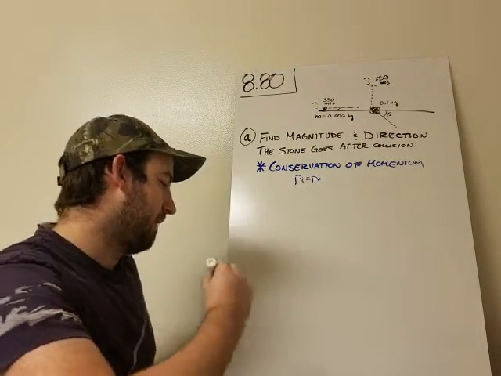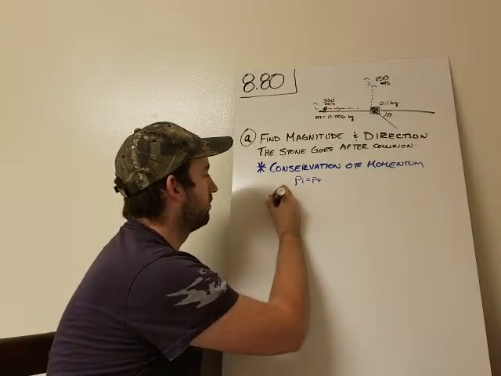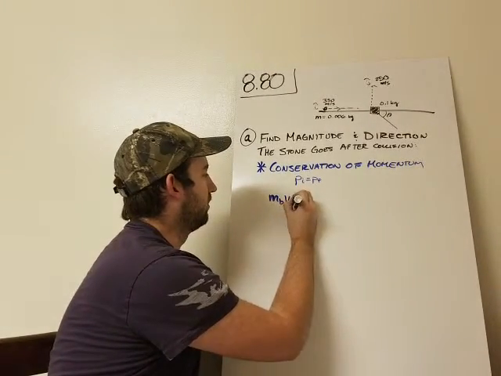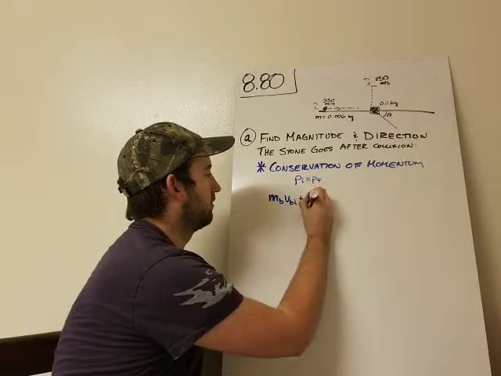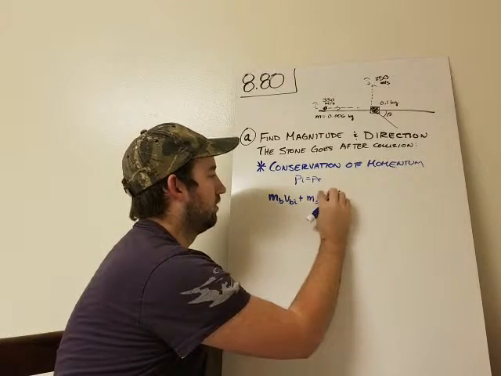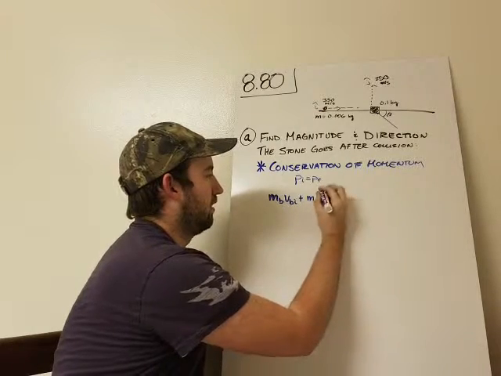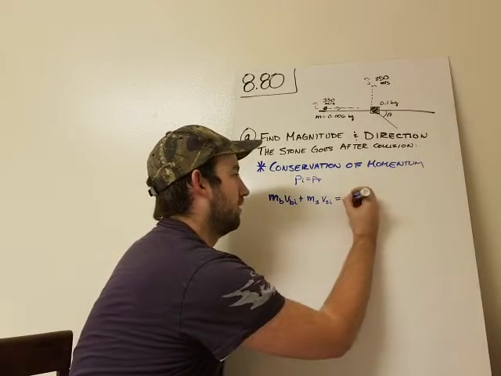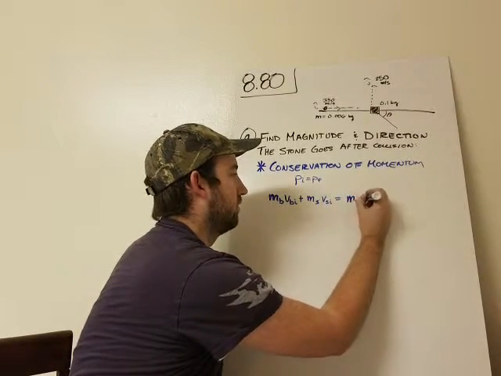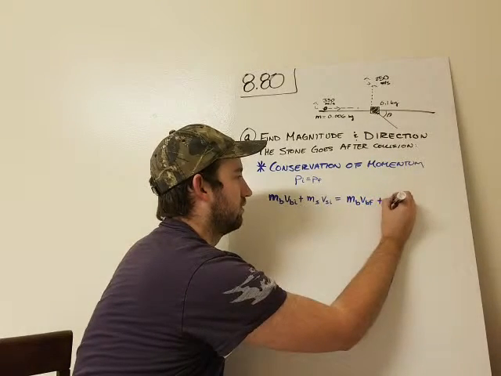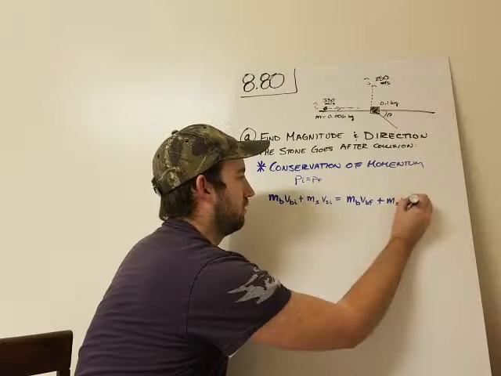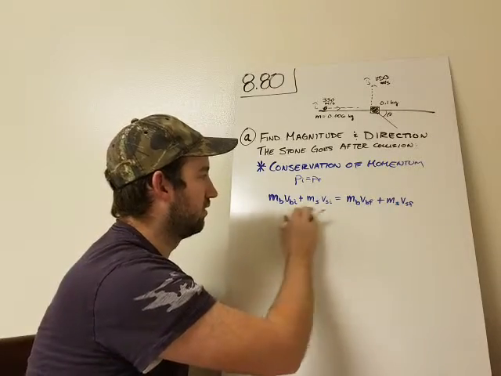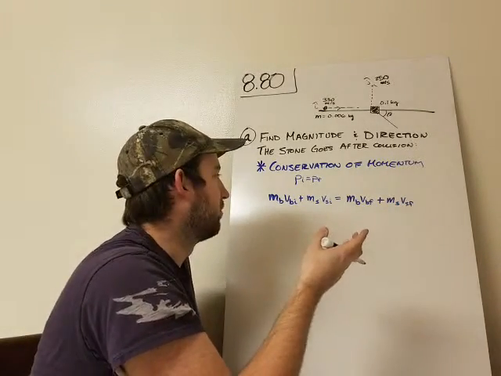we will say m sub b, which is the mass of the bullet, v initial, plus the mass of the stone times the velocity of the stone initial, equals the mass of the bullet times v final plus the mass of the stone times its final velocity. Okay, so here's our problem in an expanded conservation of momentum problem.